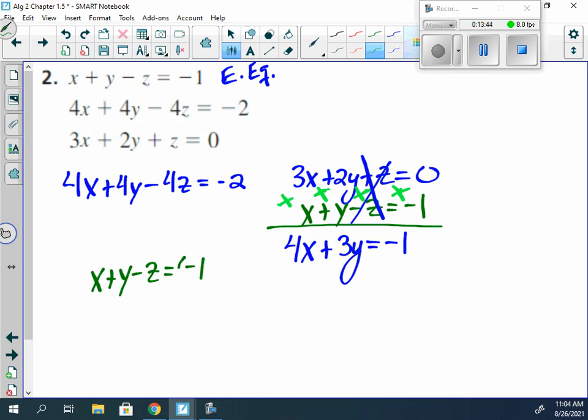Now again, like I said yesterday, I would write this off to the side. Don't write it directly underneath. Because again, we still have work to do, because we're still going to be working down.